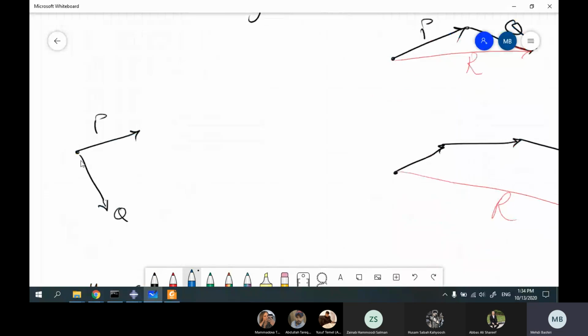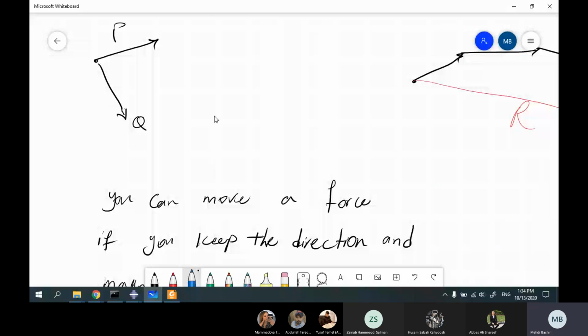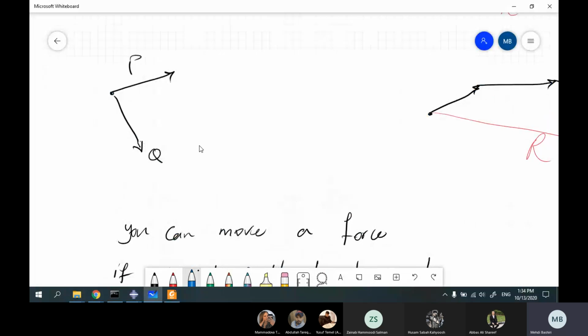But when you are moving the force, you have to keep its direction and its magnitude. So if I want to keep the direction of force Q and put it here, I am allowed to do this. Why? Because, as you can see, Q and Q prime are still parallel. And for example, if the magnitude of this force is 10, the other one is 10 too. So I'm allowed to do this.